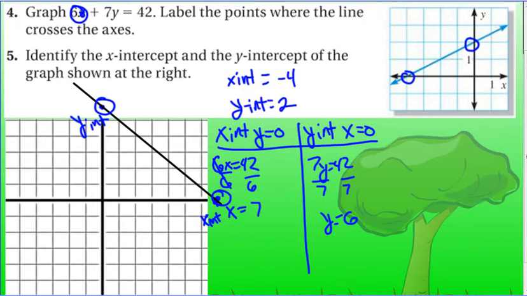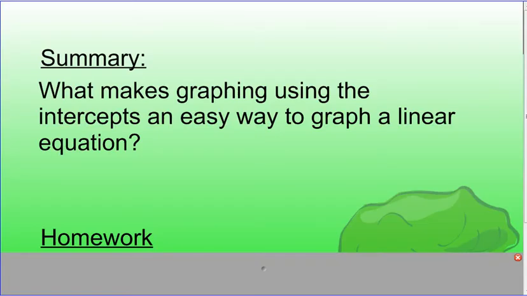Okay. In the summary box in your note sheet, go ahead and say what makes graphing using the intercepts an easier way to graph linear equations. So, did you find today to be much easier? If so, why? Okay. Hopefully you had time to write it down. If not, go ahead and pause the video and give yourself an extra couple seconds to write down your response.